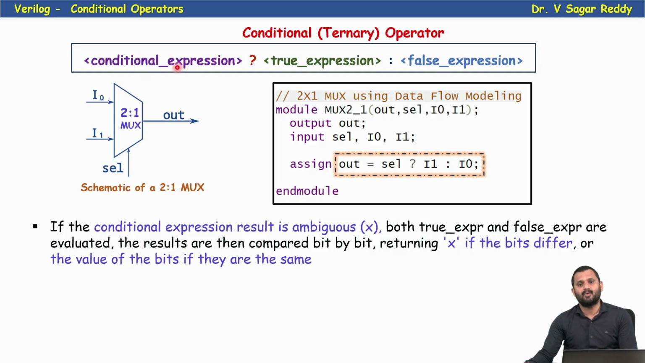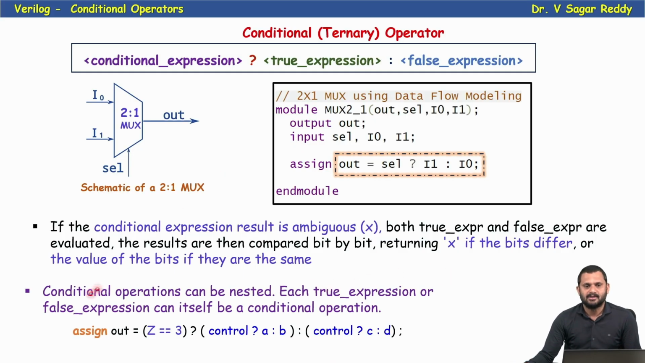If the conditional expression result is ambiguous, for example an unknown value, then in that case both the true and false expressions are evaluated, and the results are then compared bit by bit. If both bits are the same, we return that bit as the output. If the bits are different, we return the x value. Now we'll see some examples.